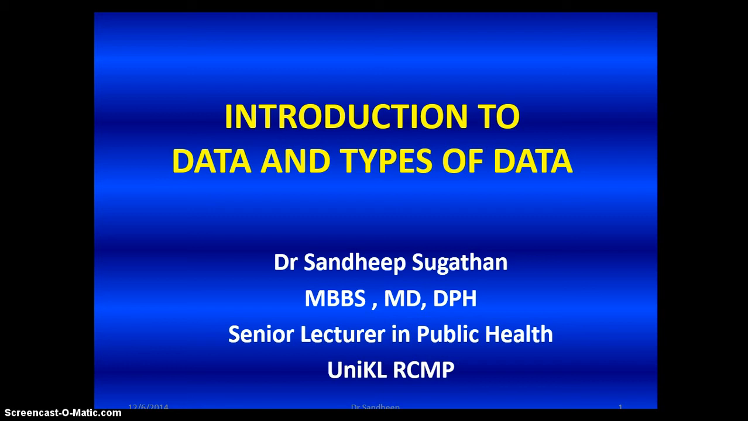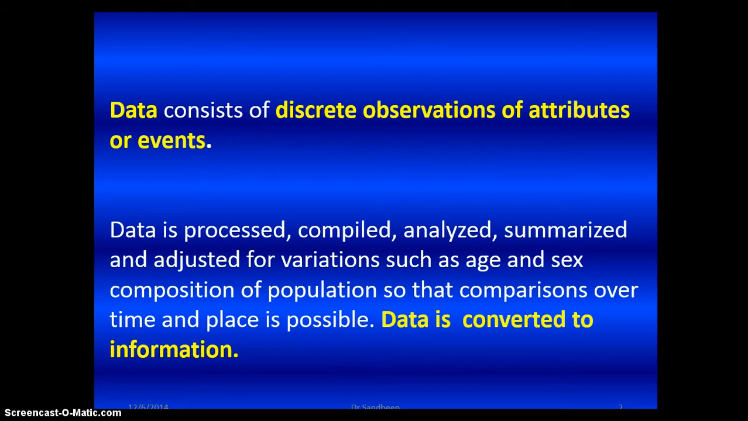Today, I'm going to discuss data and types of data. Data consists of discrete observations of attributes or events. It is processed, compiled, analyzed, summarized, and adjusted for variations such as age and sex composition of population so that comparisons are possible. Comparison over time, comparison over place is possible. Data should be converted to information. Data alone will be some numbers or some observations. No use. We have to convert it into information.